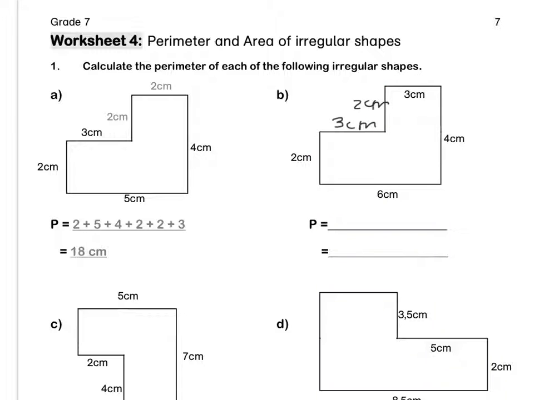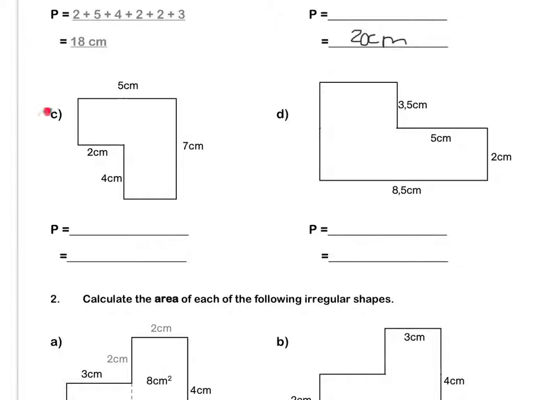Now, let's add up all of our distances to get our perimeter. I'm going to do it without writing it down. 6 plus 4 is 10, 13, 15, 18, 20. So our final answer is 20 centimeters. Because we started counting there, we went all the way around and we ended there. Press pause to complete question C and D by yourself.